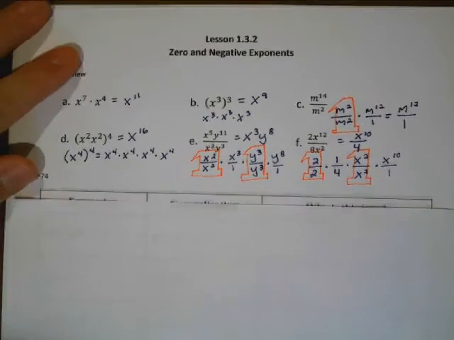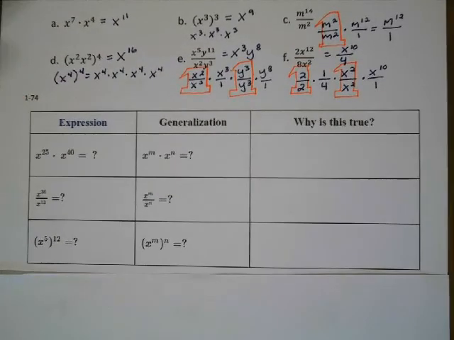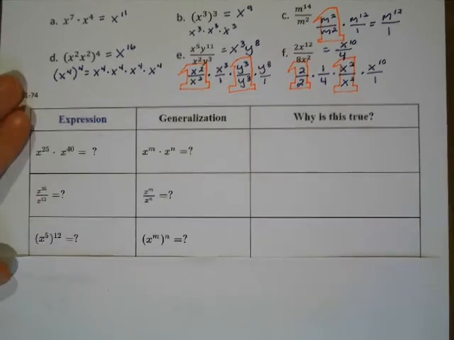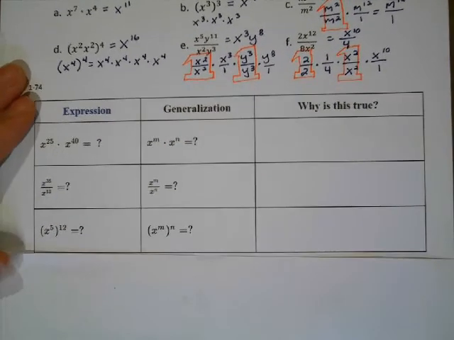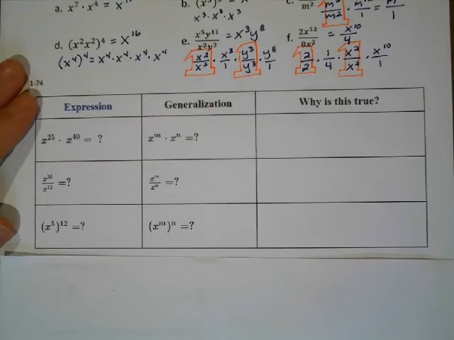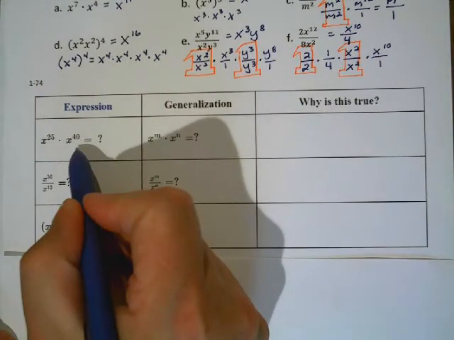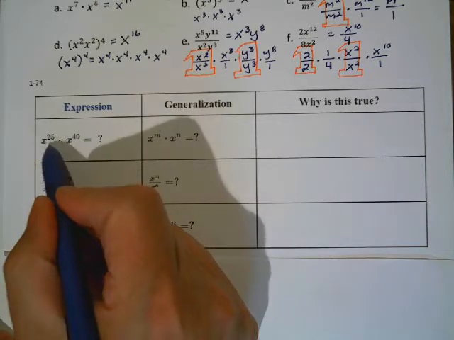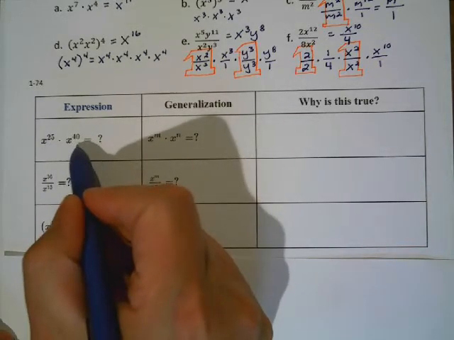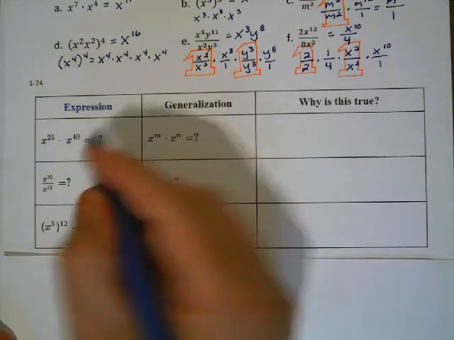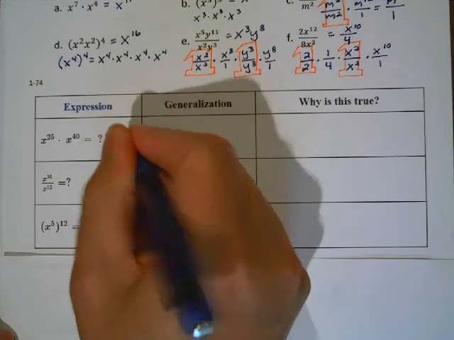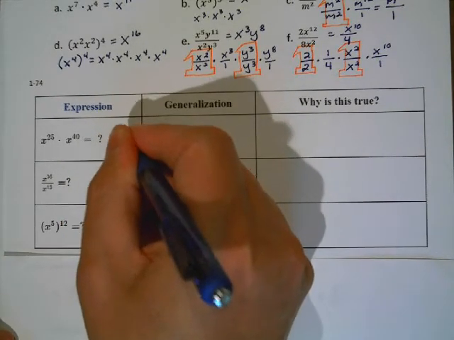All right, so what we're going to do now is come up with some kind of generalized rule for these. And you might have seen the rule already. You might have been using the rule already. In general, what we saw here is in multiplication, I have 25 x's here and 40 x's here. So what have we been doing? We've been adding those together. This would be x to the 65th power.